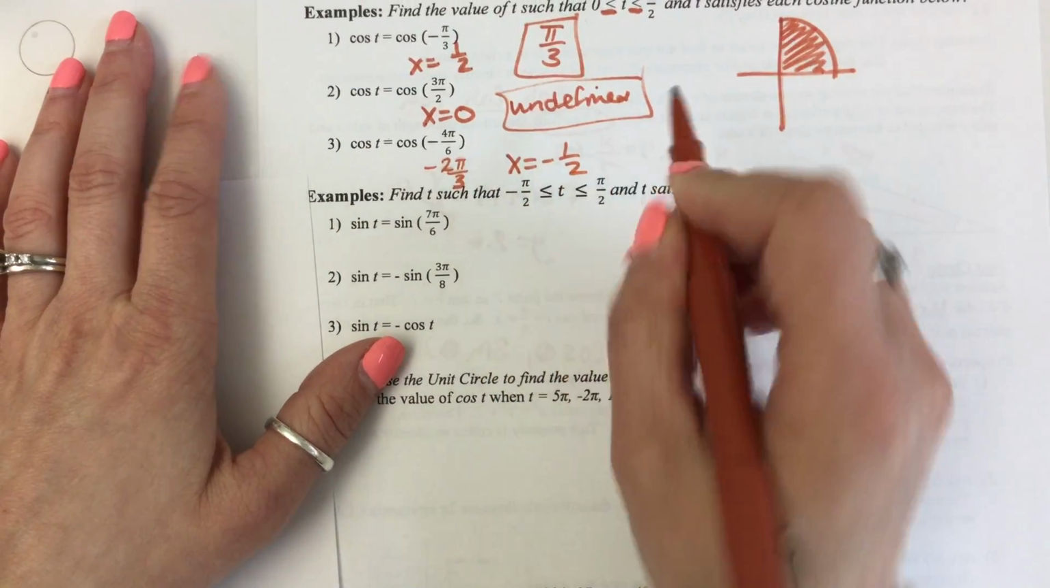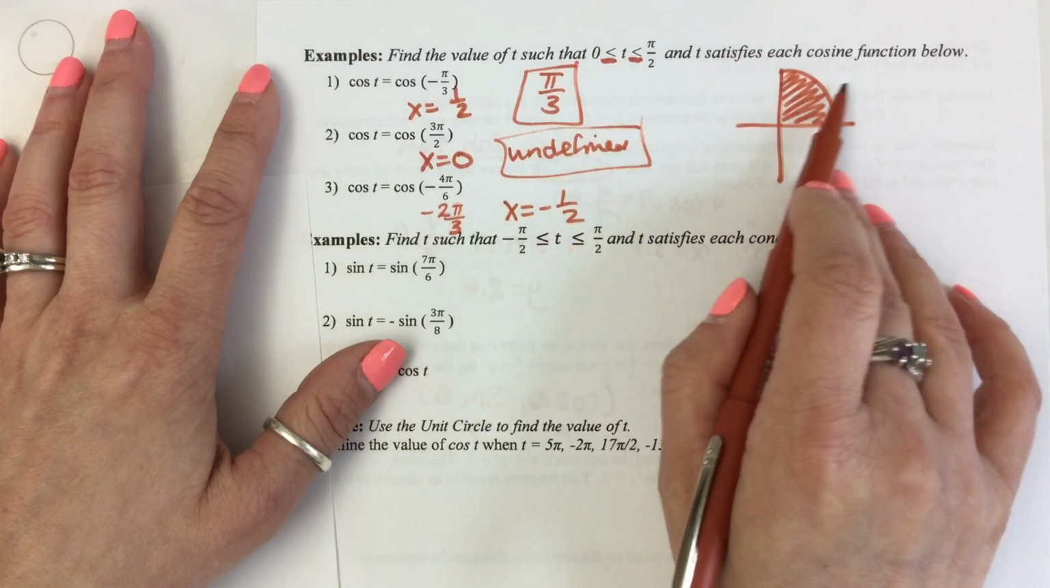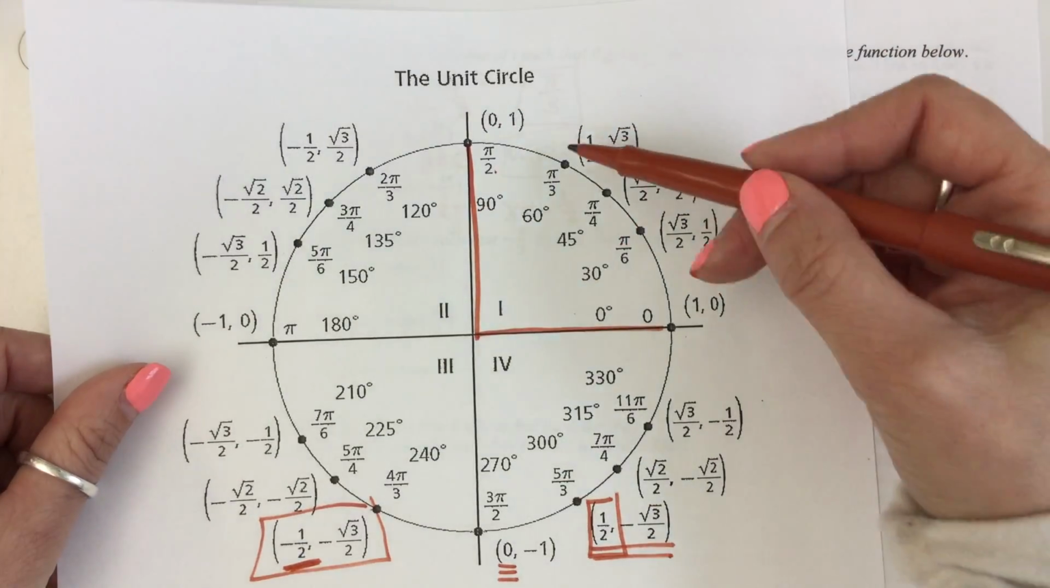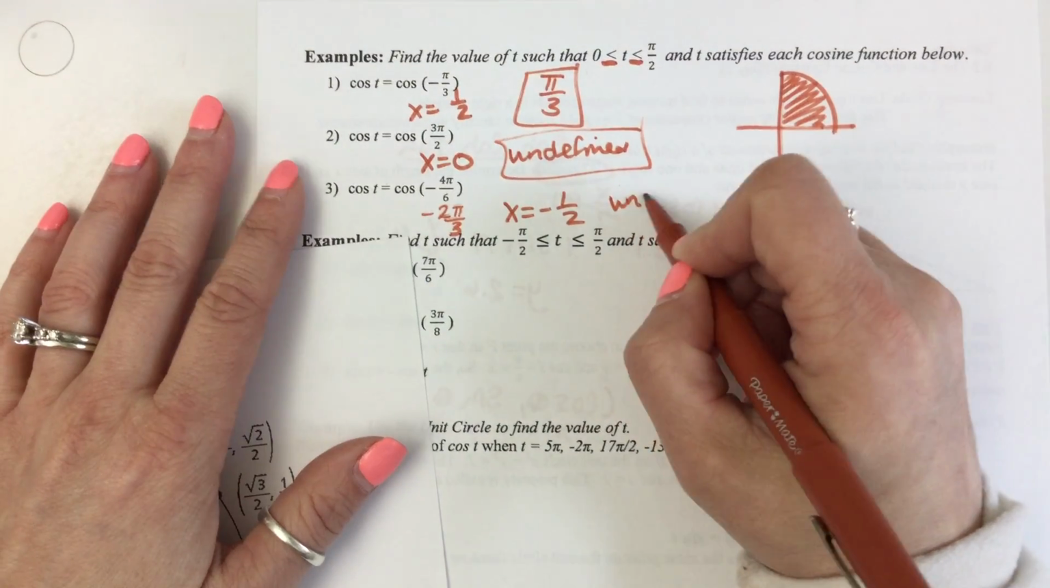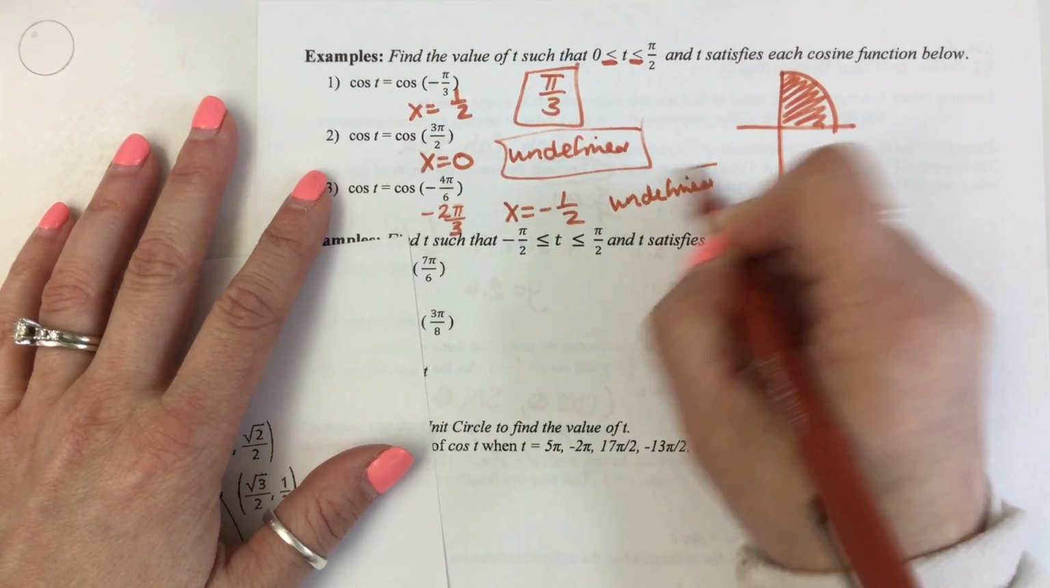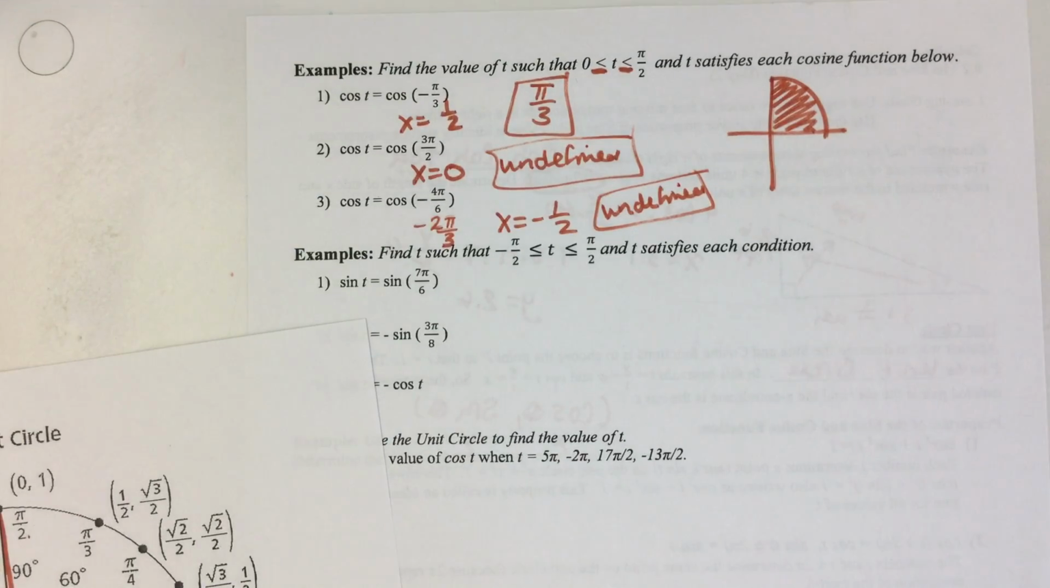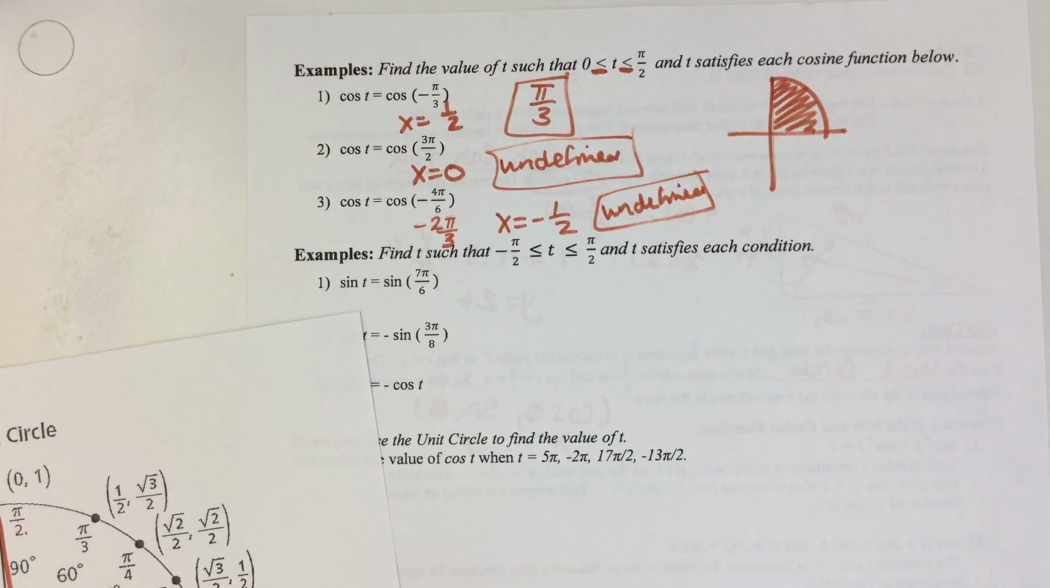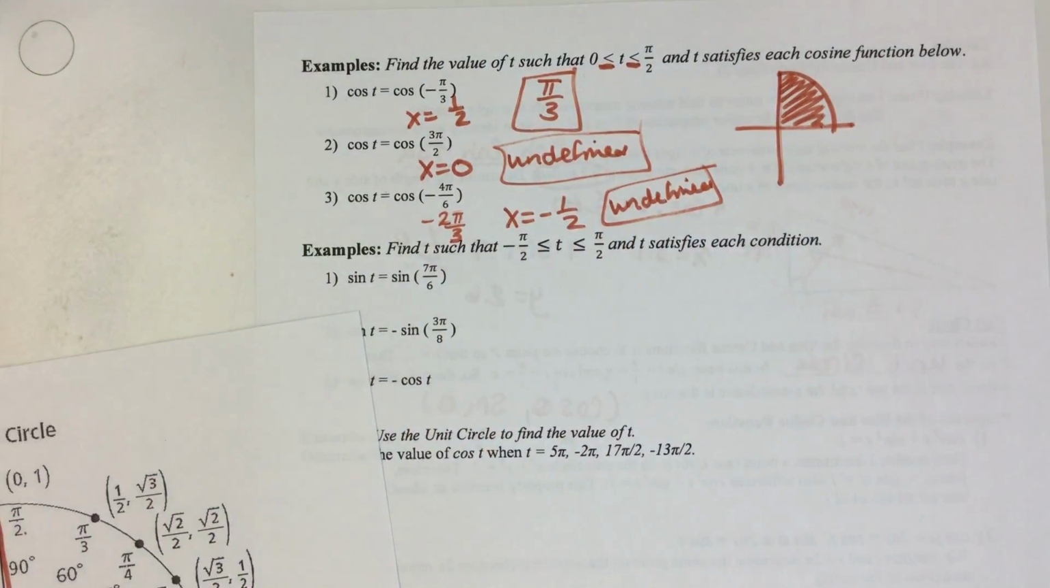So what they're saying is, within this domain in quadrant 1, where is the x a negative 1/2? Nowhere. The x is always positive in quadrant 1, so it's undefined. So again, what we're looking at here is knowing that the cosine is the x value, understanding the domain limitations.